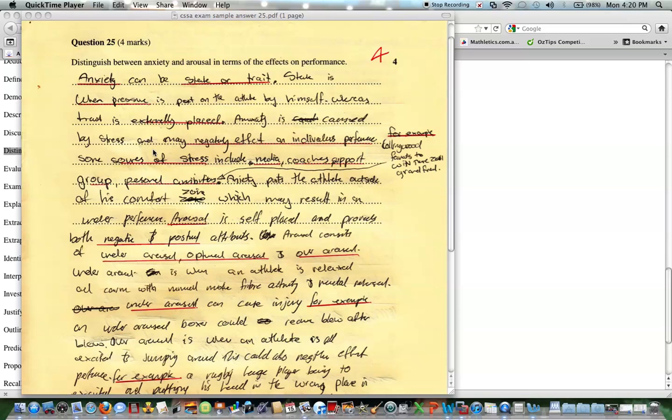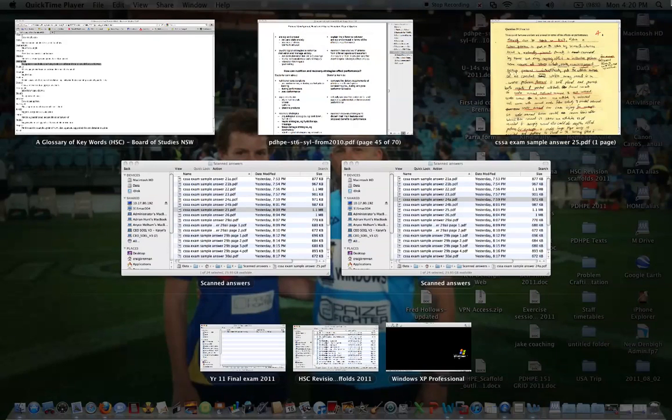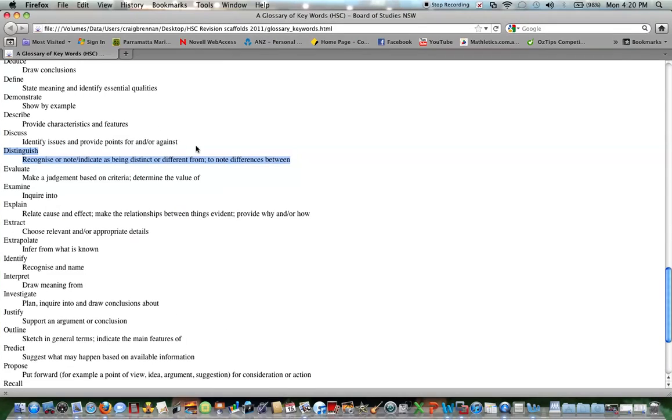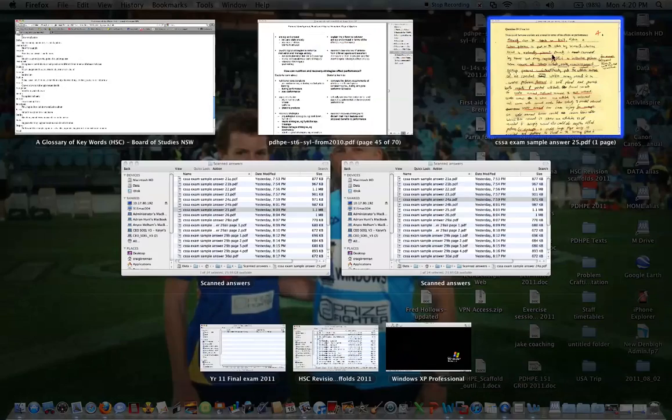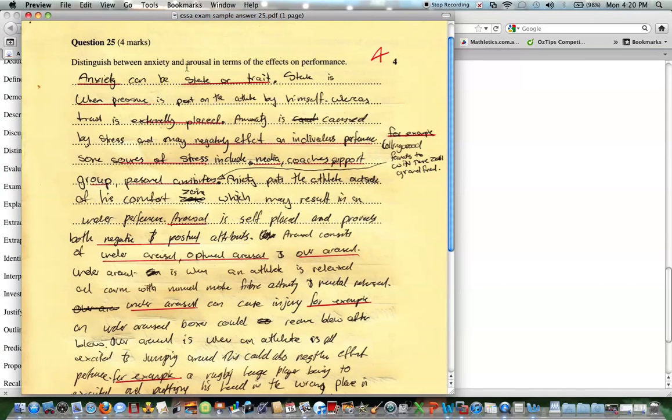Question 25 asks students to distinguish between anxiety and arousal in terms of the effect on performance. This was worth 4 marks. We go and have a look at our glossary. First of all, distinguish means to recognize or note, indicate as being distinct or different from, or to note differences between. So what are the differences between anxiety and arousal in terms of its effect on performance?